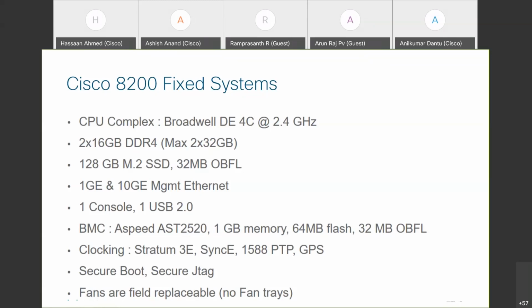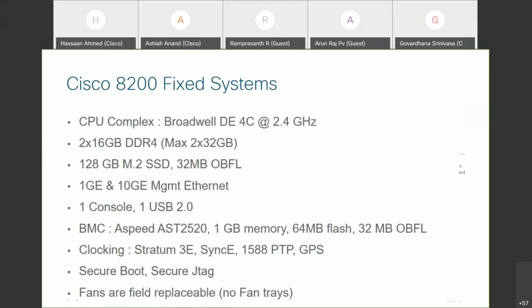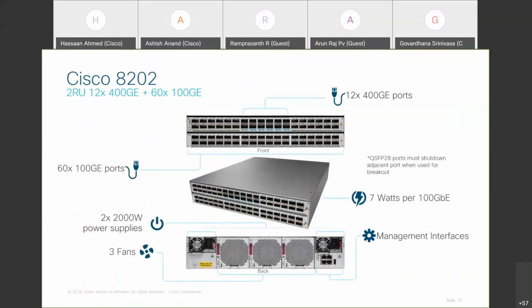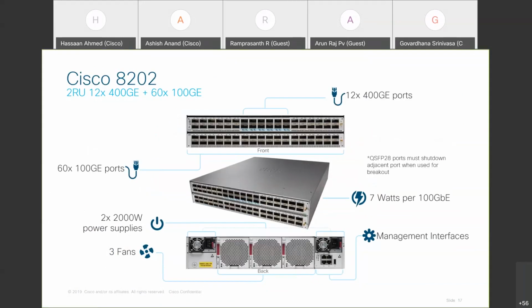Anil, just one question from your previous slide. The power supply which you mentioned, are they modular and hot swappable? Yeah, actually, the fans are swappable. On the power supplies, I just need to double confirm. The fans are hot swappable.